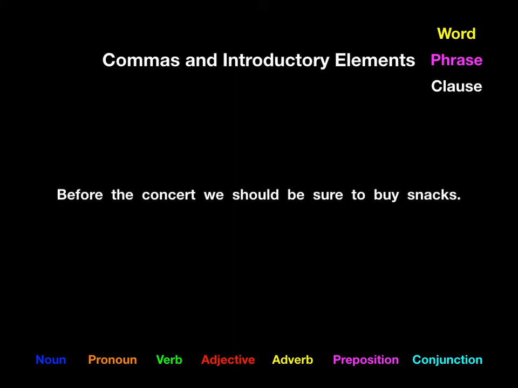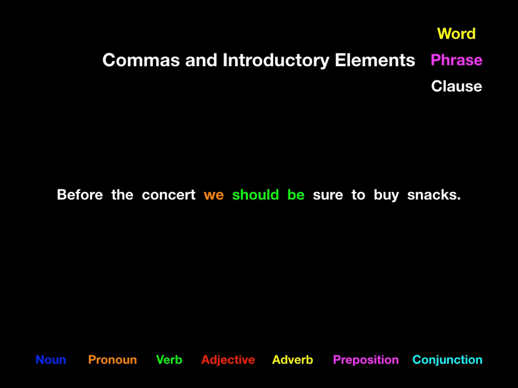Before the concert, we should be sure to buy snacks. Let's begin by finding our verb within this sentence. "Should be" would be considered our verb. We then need to ask ourselves who or what should be sure to buy snacks. "We" answers this question and therefore would be our subject.